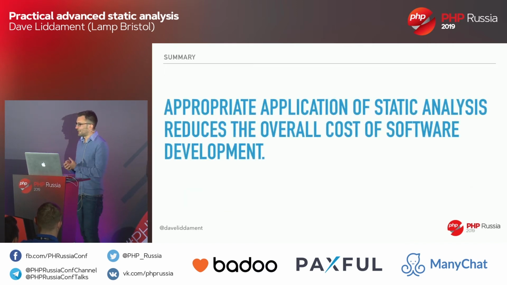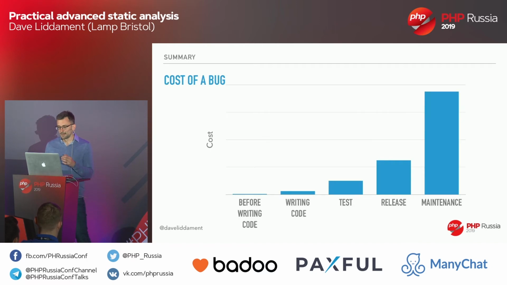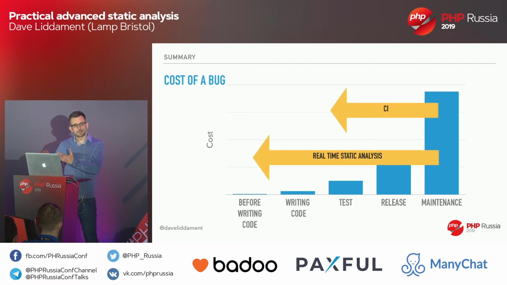So this was what I was saying at the start, that I believe appropriate application of static analysis will reduce the overall cost of software development. And the reason it does that is because we're taking bugs potentially in the future and moving them to the time we're writing code, or maybe not even introducing them in the first place.